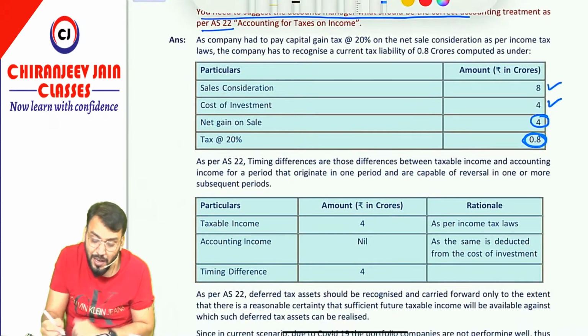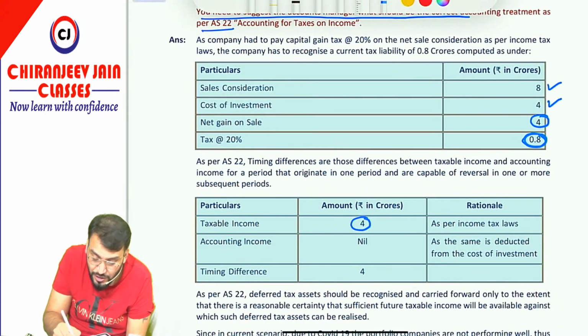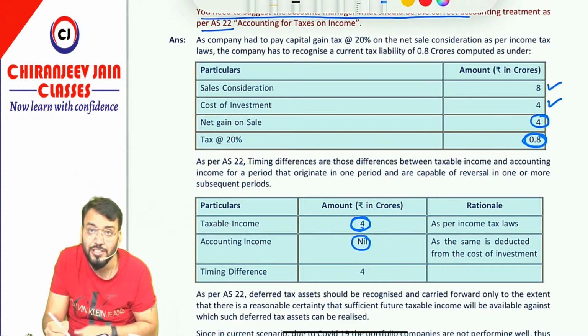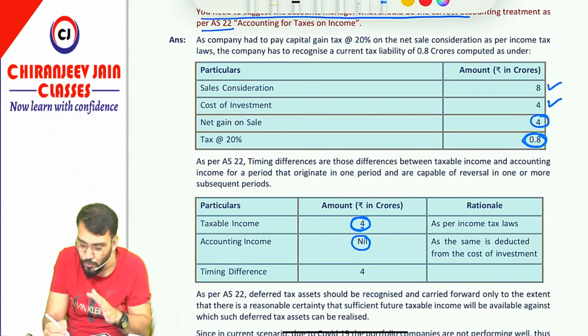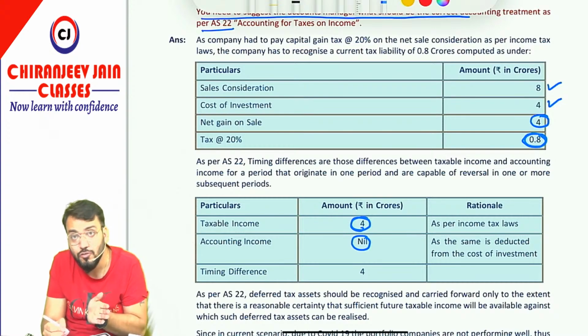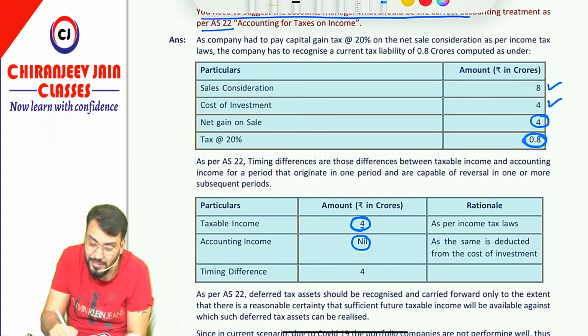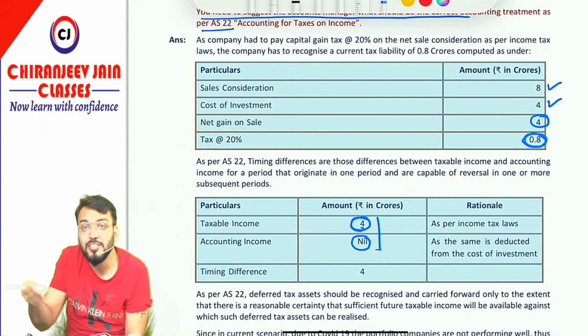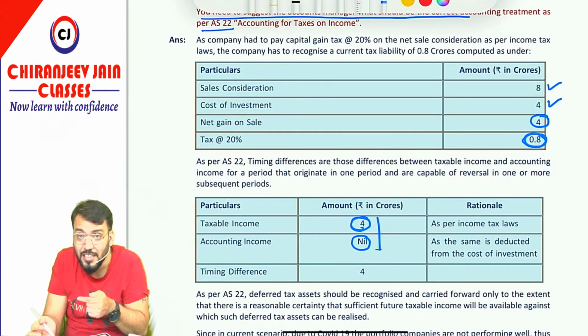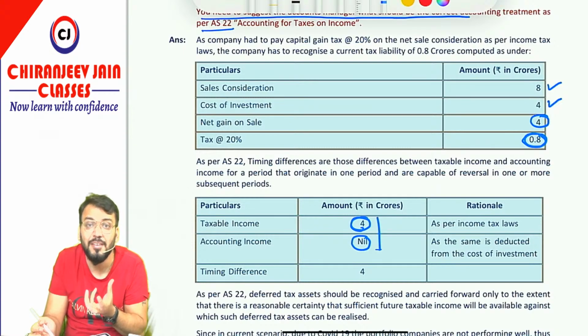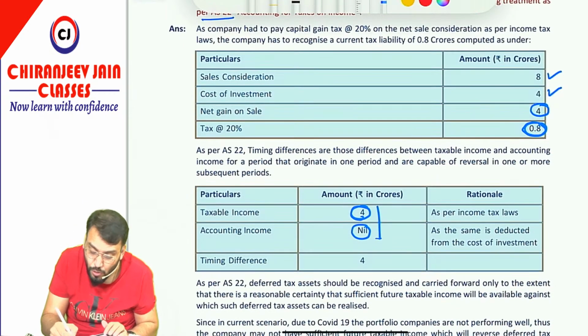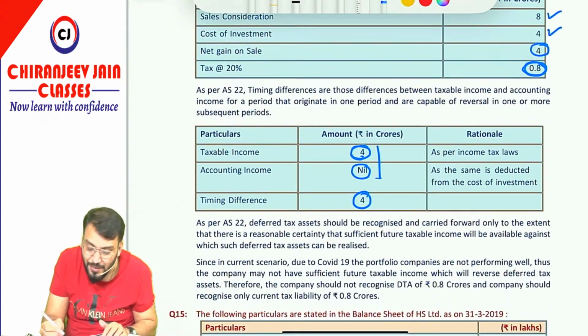Now coming to deferred tax. Under taxable income this is 4 crore, but under accounting income it is nil. It means 4 crore is taxable in the current year, which will be reversed in future, meaning it will be disallowed in future. Disallowed means it is deductible in future. Therefore, on that we need to create some deferred tax asset. So on 4 crore we need to recognize a deferred tax asset.